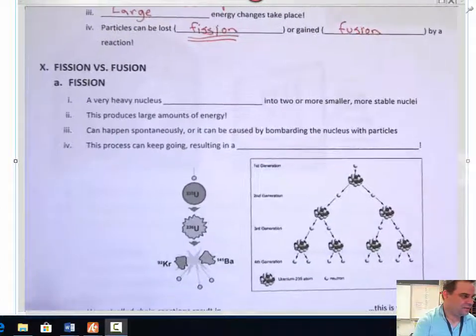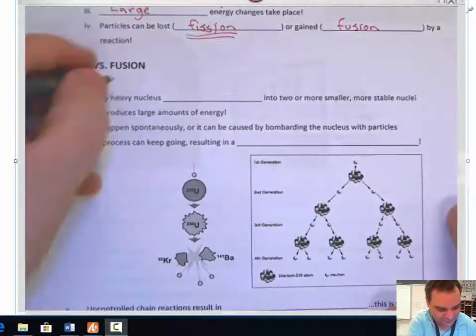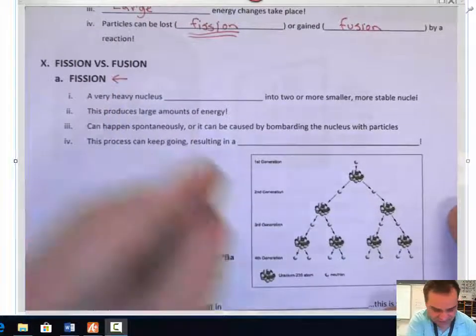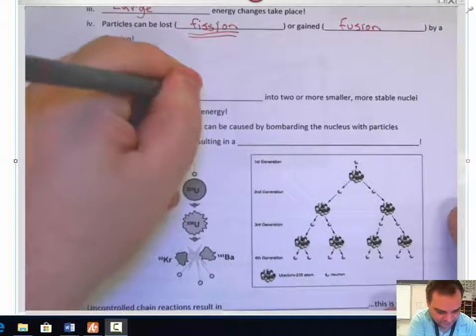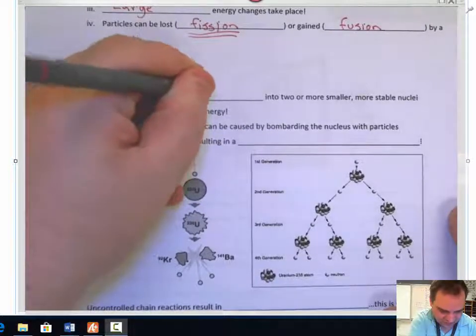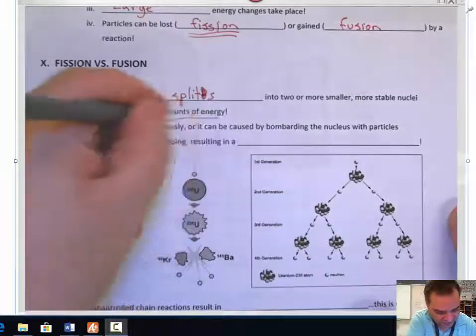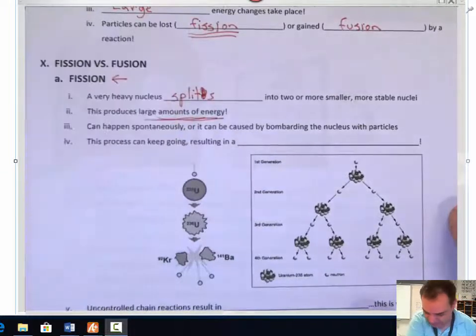Okay, fission versus fusion here. We are going to start off with fission. Fission is the splitting, or I should say splits, a heavy nucleus splits into two or more smaller, more stable nuclei, and produces a large amount of energy here.